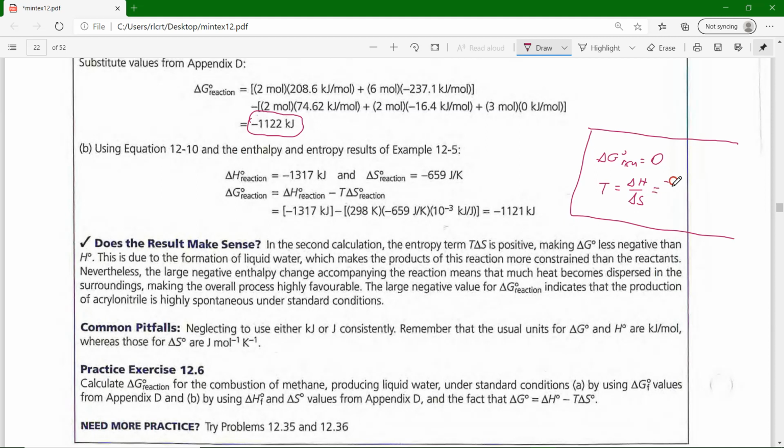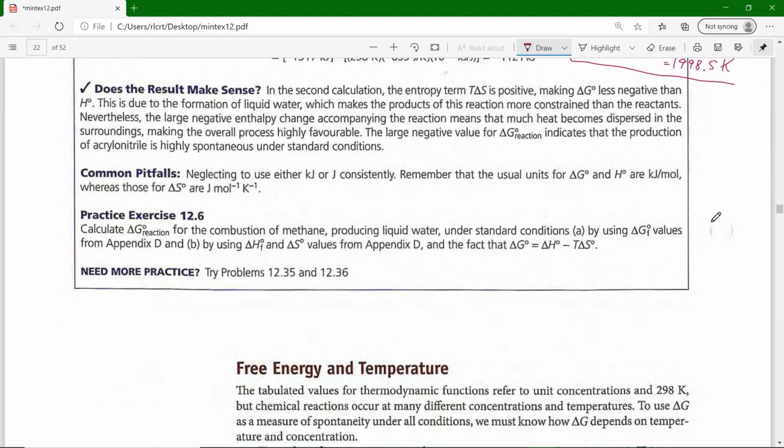So minus 1317 over minus 0.659, right? Because you have to have it in terms of kilojoules. So this is going to be a real high temperature to prevent this thing from happening. 1317 divided by 0.659 is like almost 2,000 Kelvin. So this guy's going. You are not going to easily prevent products from forming here. You got to really ramp up the temperature to a high degree. Okay, let's try practice exercise 12.6.